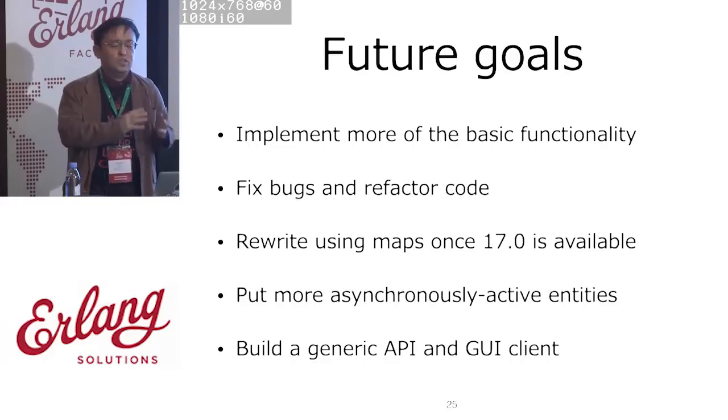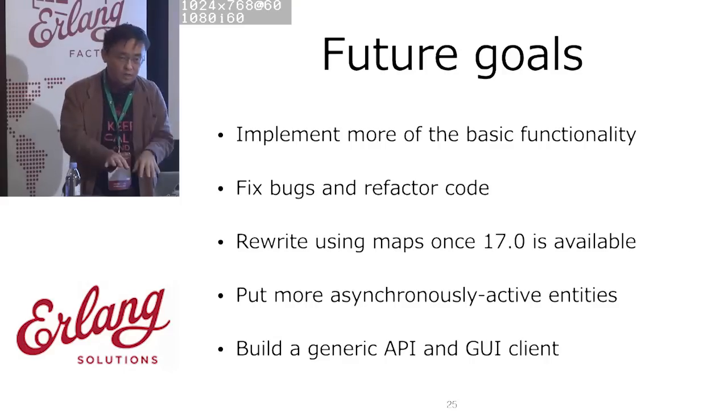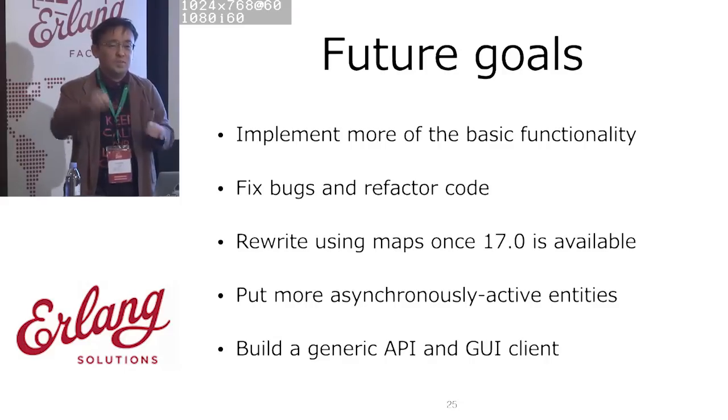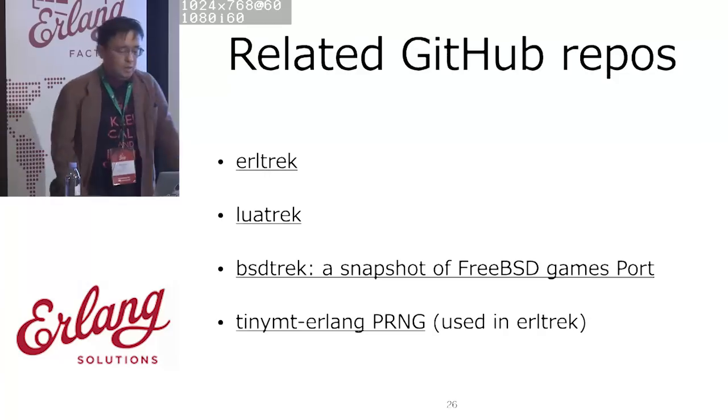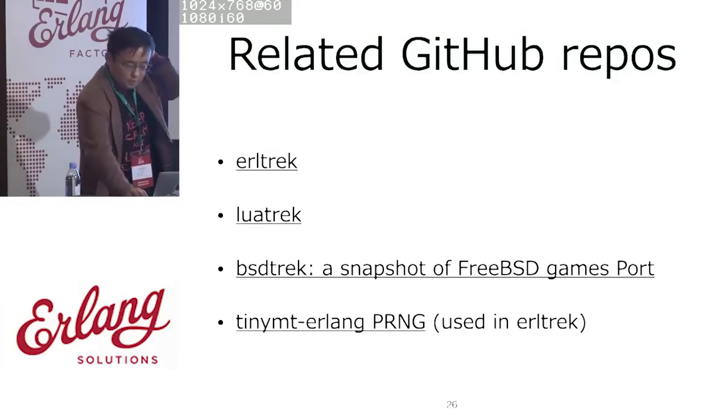And maybe you can build a generic API and GUI client. I don't like making it too complex, but you don't have to write the whole thing to standard output. You can just send a message back to some process. This is how things are abstracted in Erlang, and what is good about doing all of this in Erlang. All right, I'm going to wind up.